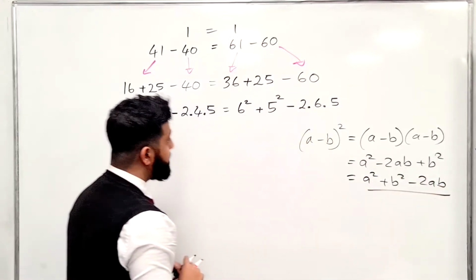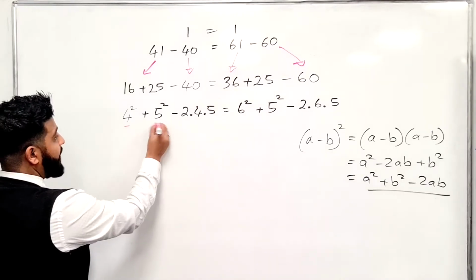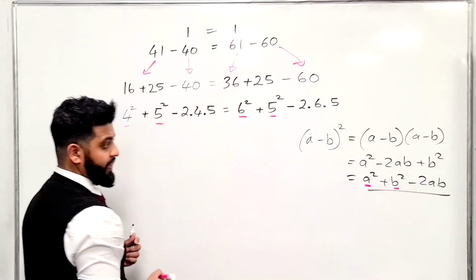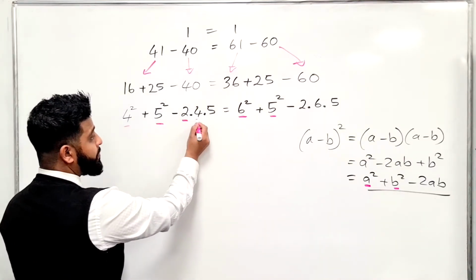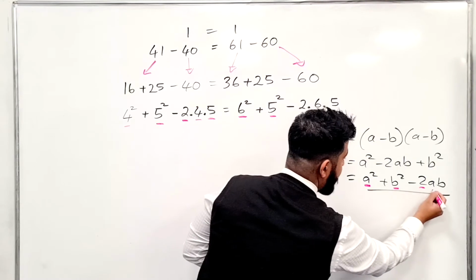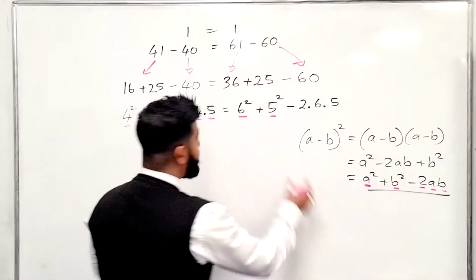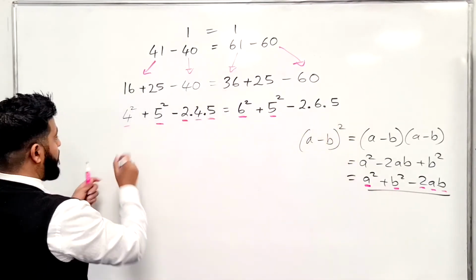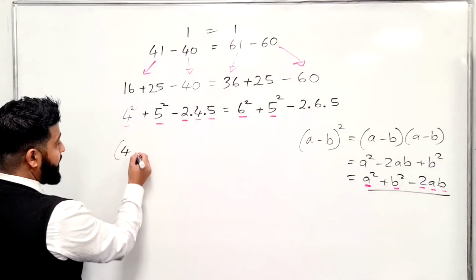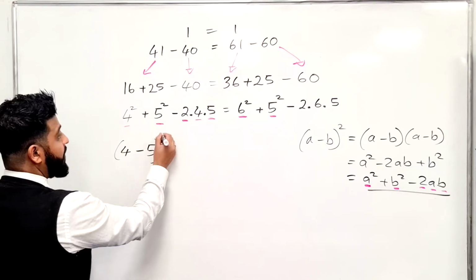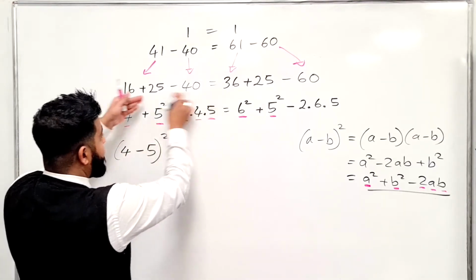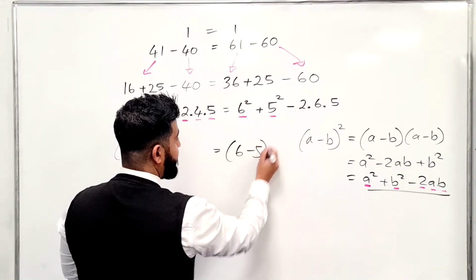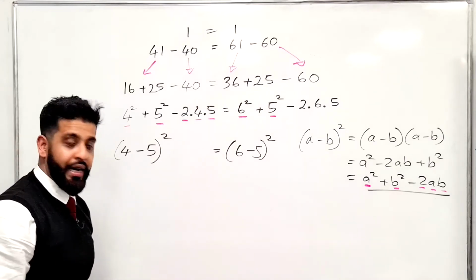In the same way, we can look at the 4 and the 5 as our a and our b, just like we can with the 6 and the 5 there. We can look at the 2 times a and b, just like we have there. So we can put all of this into this form. What will it be? It will be 4, our a, minus our b, which is 5, all squared. So that is representing all of this. Same way, we can put this in a bracket: 6 minus 5 squared. So this is where we're at.